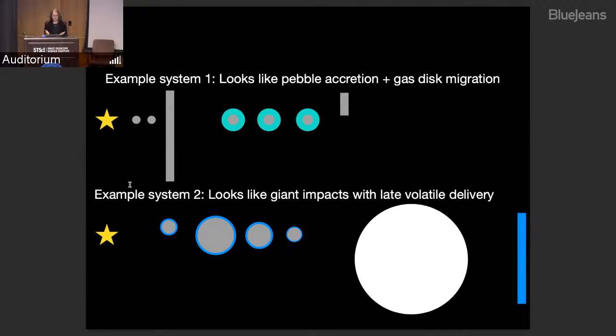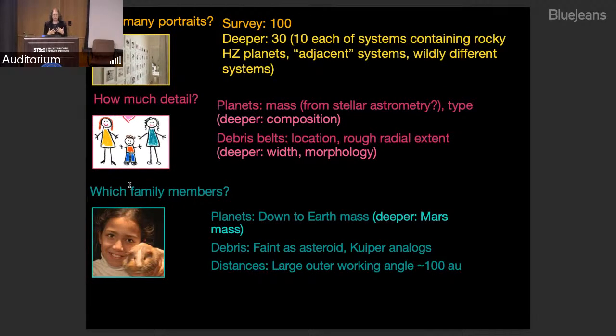In our second example system, we have a more stochastic looking set of rocky planets, an outer giant planet, a water-rich debris belt, and the rocky planets have this thin layer of water on them as well. So this looks more like a giant impact formation scenario with late volatile delivery. And so it may be different in different systems, which we start to really uncover as we get a collection of portraits.